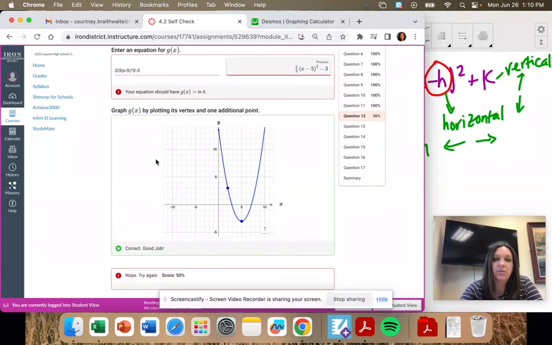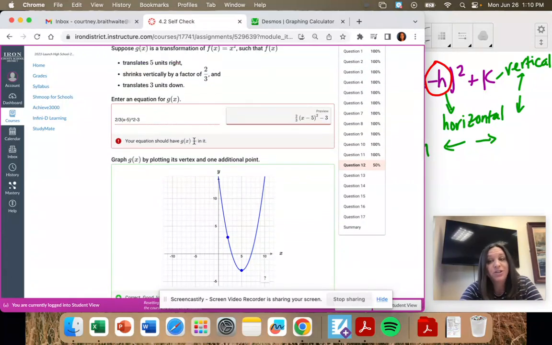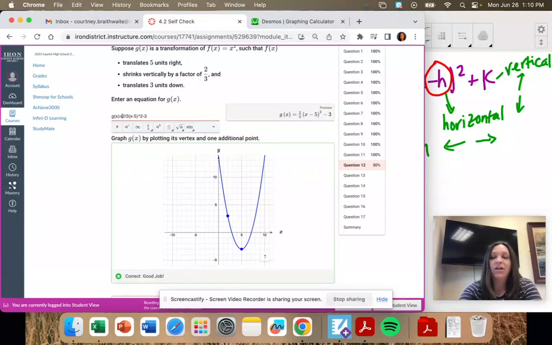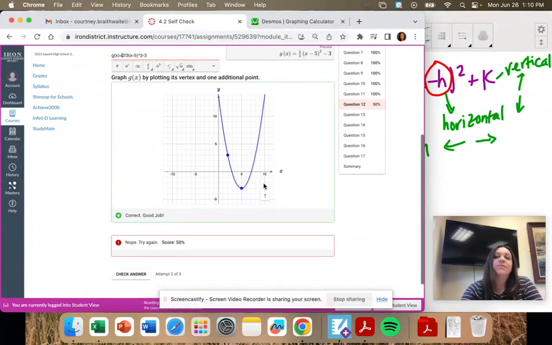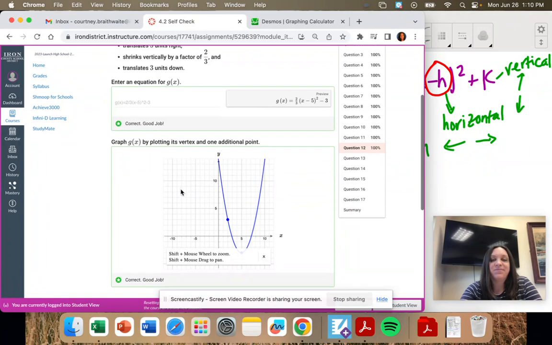Let's see if it makes me put g of x. Your equation should have g of x in it, right? It'll tell you what you did wrong if you're close. Okay, so g of x, there we go.